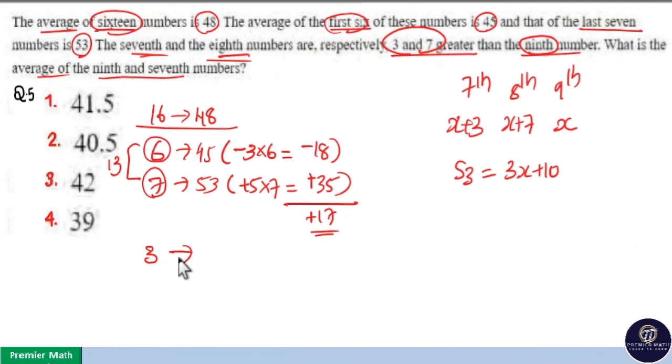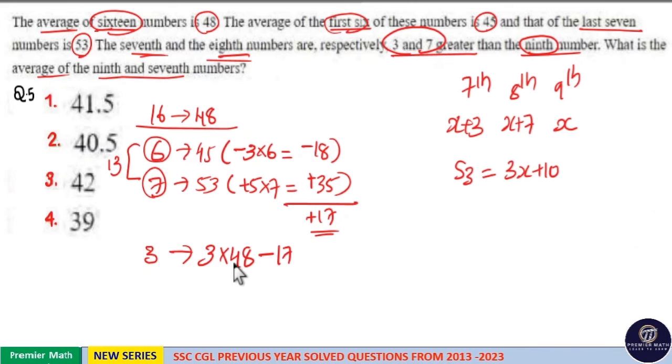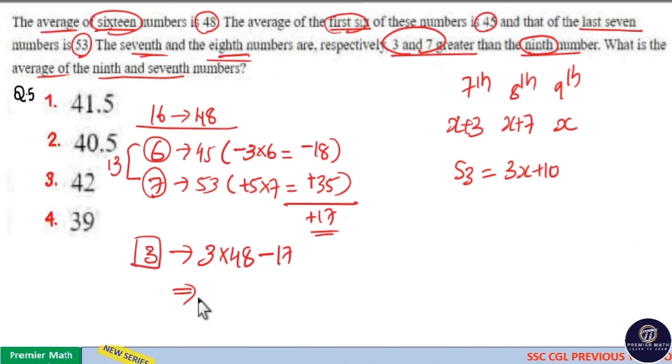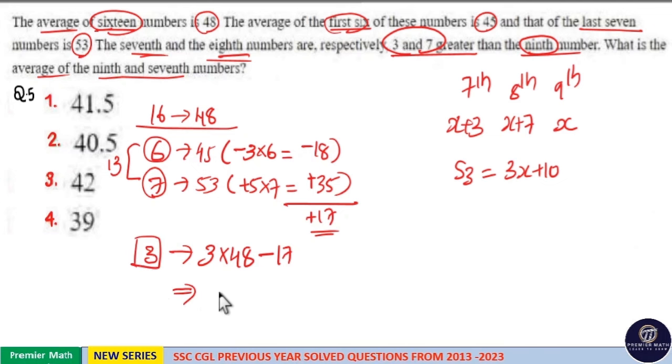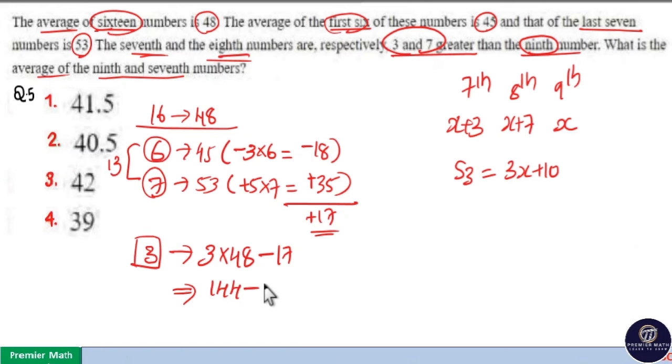Sum of these 3 numbers is equal to 3 into 48. But there is a 17 increment for these 13 numbers, so we have to subtract that 17 from 3 into 48, which will give you the original sum of these 3 numbers. 3 into 50 is 150. 3 into 2 is 6. So 150 minus 6 is equal to 144. 144 minus 17 means 144 minus 14 is 130. 130 minus 3 is 127.